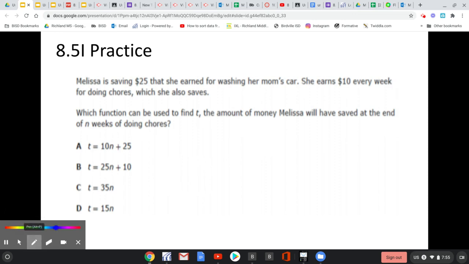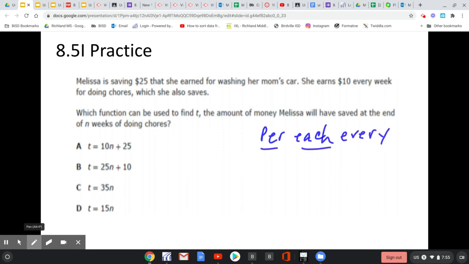Melissa's saving $25 that she earned for washing her mom's car. Okay, so she has $25. She earns $10 every week for doing chores. Which function tells us that? So we know we're looking for per, each, and every. Those are our main words for slope. And I see that word right here. And I see that she earns $10 every week.